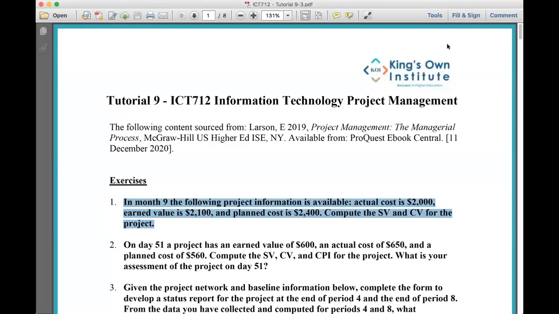All right, guys, do you have the answer for the first question? What is the cost variance? It's 100. Okay, 100. What does that mean? Positive means under budget. We are under budget. Great. So we earned 2,100, but it only cost me 2,000, so I am obviously under budget. What about schedule variance?